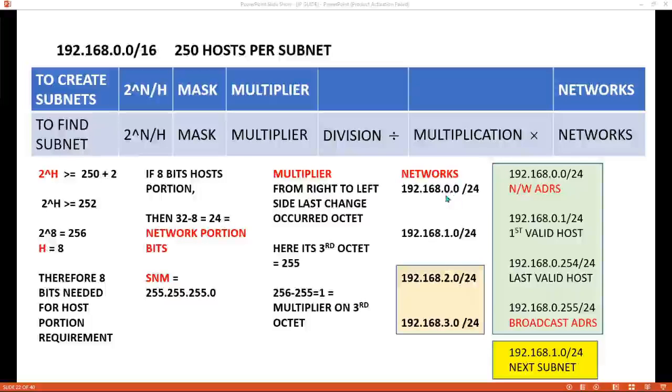192.168.0.0/24 is now the first subnet. Why /24? We know the network portion value is /24, so you write it as /24, not 16. 16 is the prefix of the IP they gave. After finding the subnet details, we change it to 24. So what about the next network address? The next subnet is 192.168.1.0/24. Why? The multiplier is 1. What about the third subnet, 192.168.2.0/24, and 3.0/24? Likewise it goes.